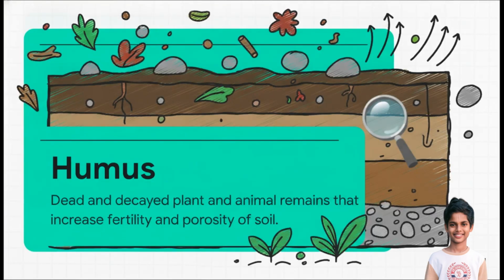Okay, question, define humus. You must write this exact definition to get full marks on your paper. Humus is the dead and decayed plant and animal remains that significantly increase the fertility and porosity of soil. Basically, it's the magic organic ingredient that makes soil so amazing for growing things.